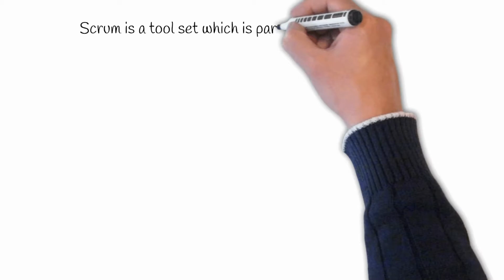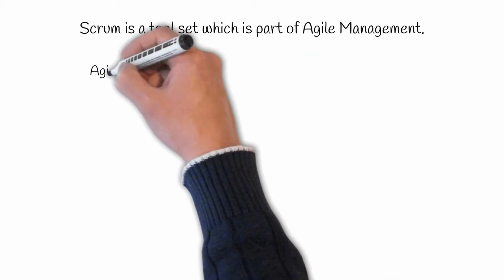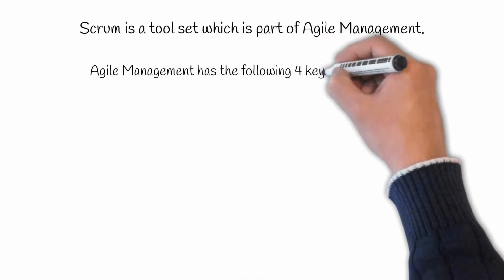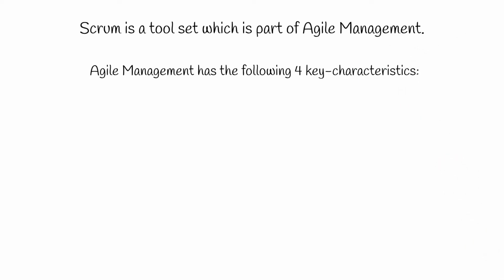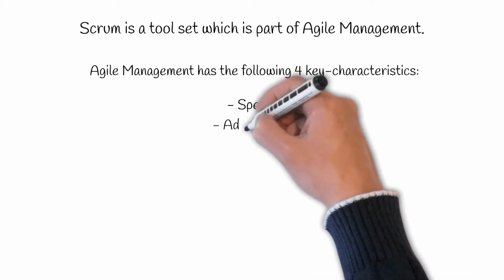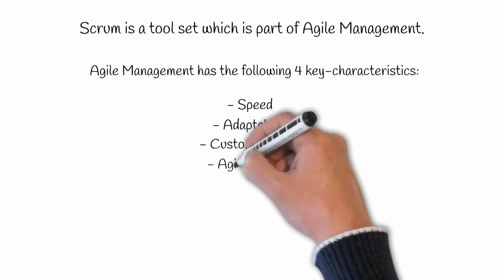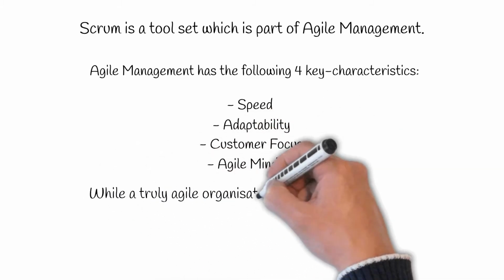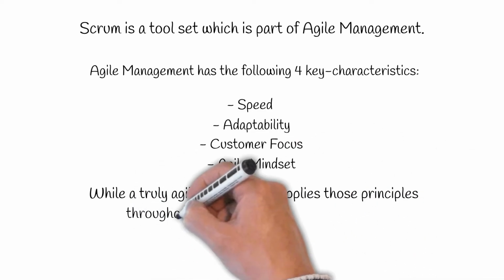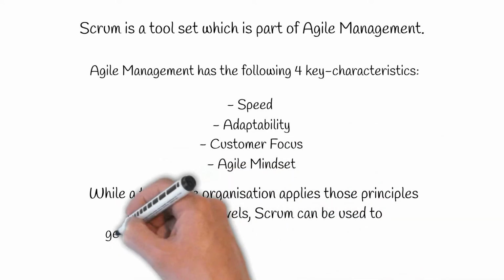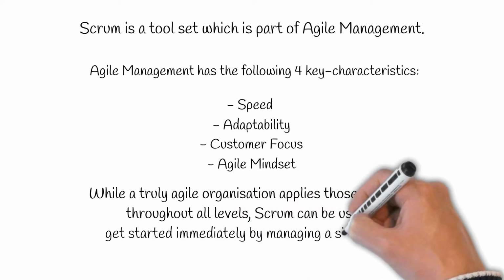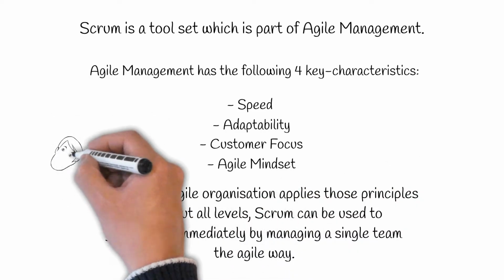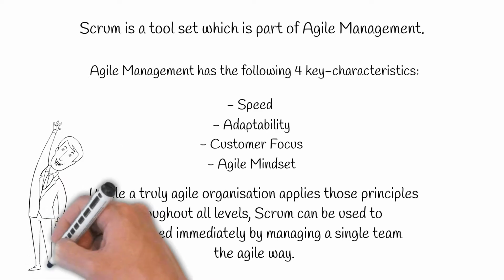Scrum is a tool set which is part of Agile Management. Agile Management has the following 4 key characteristics: speed, adaptability, customer focus, and agile mindset. While a truly agile organization applies those principles throughout all levels, Scrum can be used to get started immediately by managing a single team the agile way.